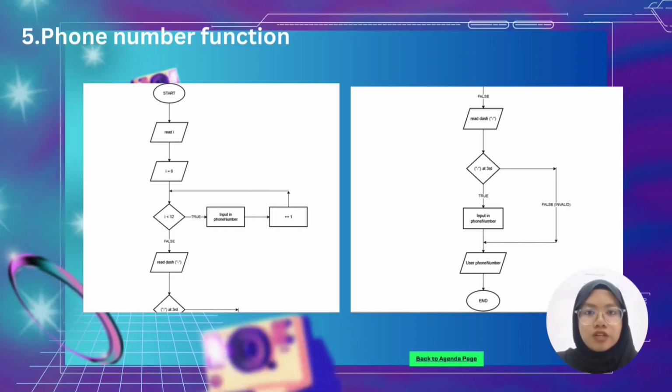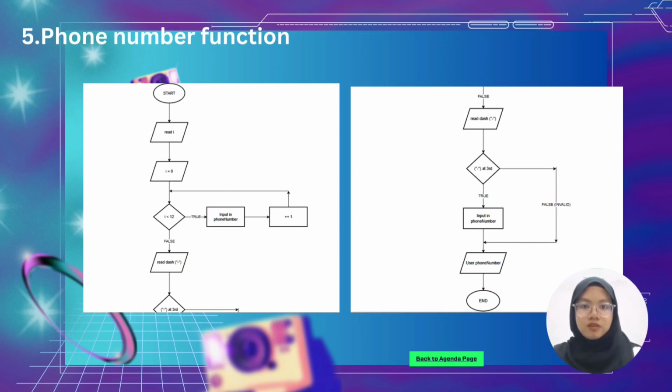Next, the function for phone number. The system will read I, which is I equal to 0. If the user enters a phone number less than 12 digits, the system will proceed to the next process, which is dash at 8. And if the user follows all the terms, the system will ask the user to enter the phone number and vice versa. If the user does not follow the order, the system will show invalid and the user must re-enter the phone number correctly.